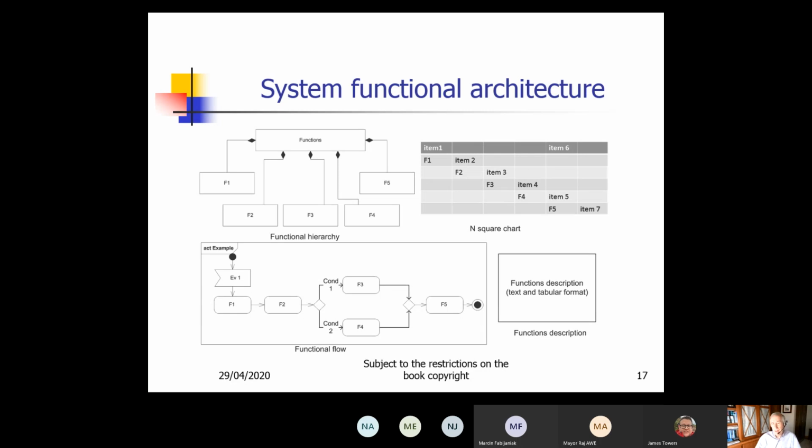If somebody would like to know more about N-square charts, the reference I use is a book from Derek Hitchins. It's a book about systems thinking. In this book, Derek has a good description and explanation of how to use these N-square charts. In my book, I also summarize that. Also, we represent each function by a text and tabular format.